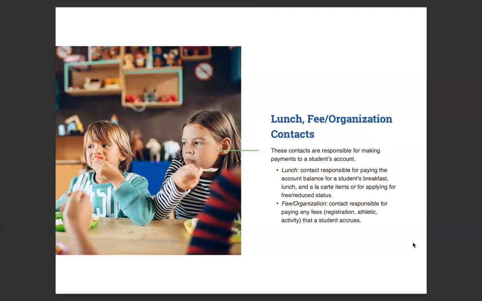For the lunch account, that contact is responsible for paying the account balance for a student's breakfast, lunch, and à la carte items, or for applying for free and reduced status. Only one contact can apply for free and reduced status. That's a federal law, actually, and that's going to be the lunch contact. There's also the fee organization. This is the contact responsible for paying any fees, registration, athletic activity that a student accrues as well.